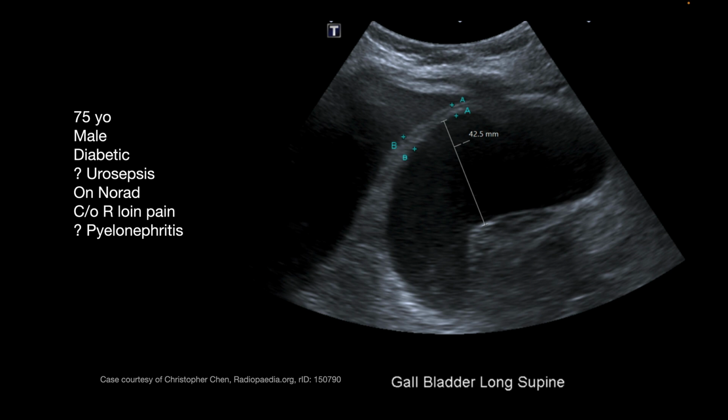And the reason for this is that this is essentially an ischemic injury to the gallbladder. So the patient's unwell for other reasons. They developed sepsis or ischemia, and this is what happens to their gallbladder. So this is an ischemic or gangrenous looking gallbladder as a result of acalculous cholecystitis.